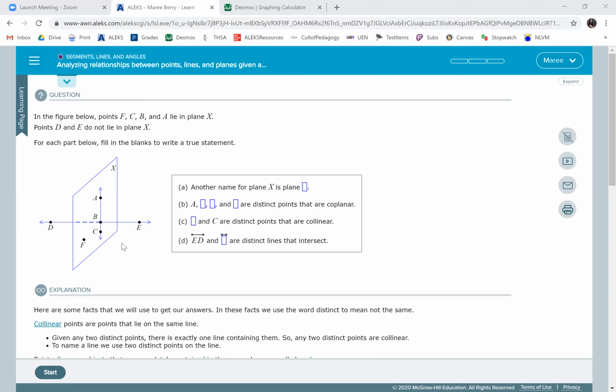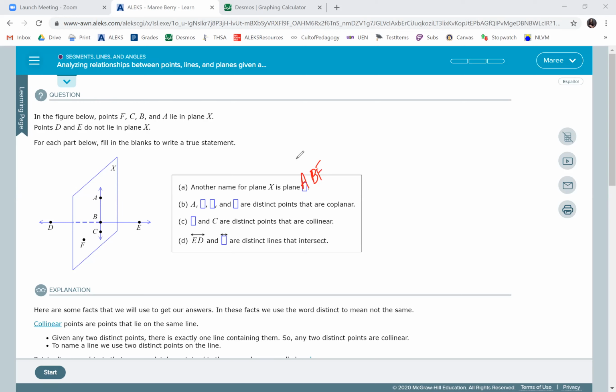So the first question says another name for plane X. So for a plane, you have to have 3 letters. They need to be all capital letters. And they need to be 3 points that are in the plane, and they cannot be on the same line. So we cannot put A, B, C, but we can use A, B, and F. So we can put A, B, F right here.